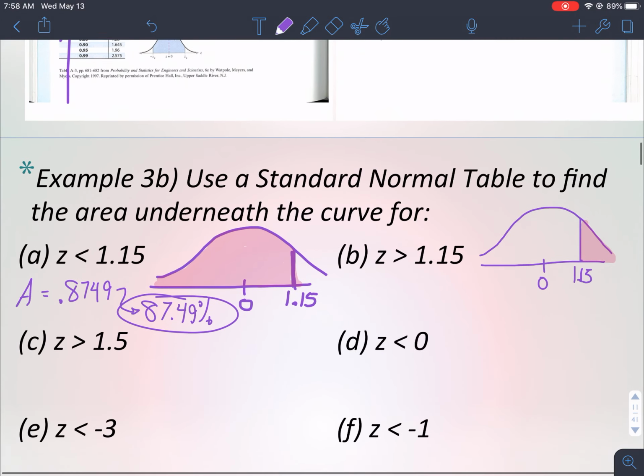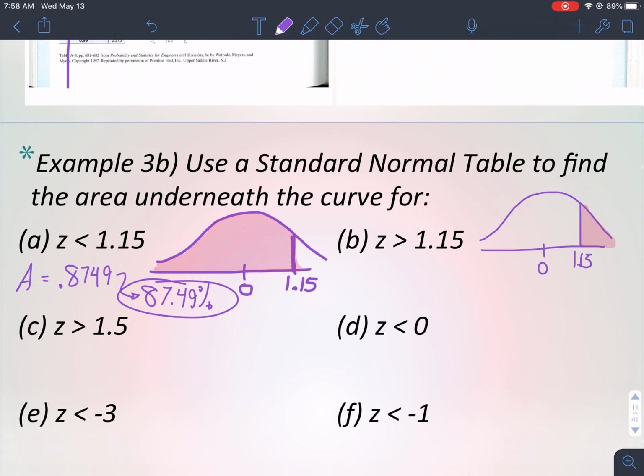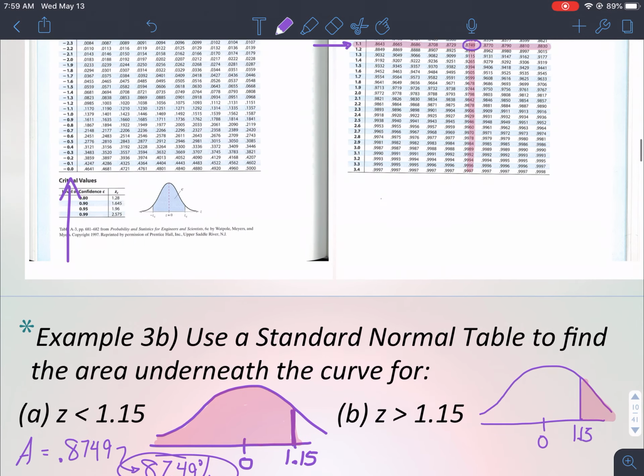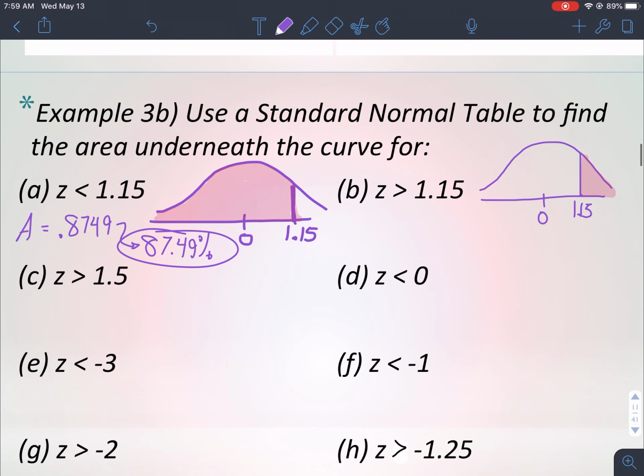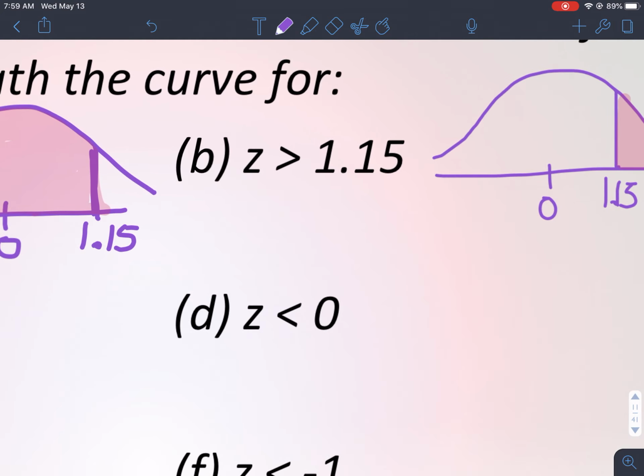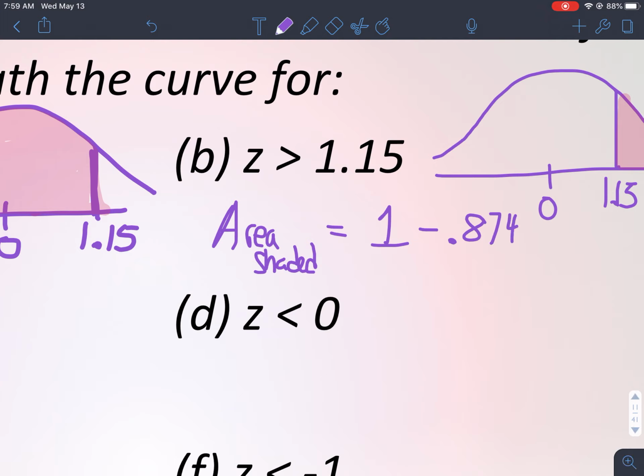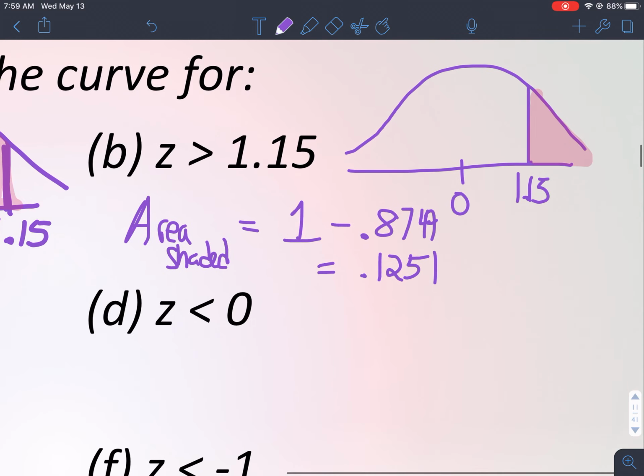The problem is the table doesn't give you shaded to the right. It only gives you to the left. So what we need to do is find the area to the left, which is 0.8749, and then subtract it from 1. So area of this shaded region will be 1 minus 0.8749. And that's going to be 0.1251. If we wanted to make that a percentage, that would be 12.51%.